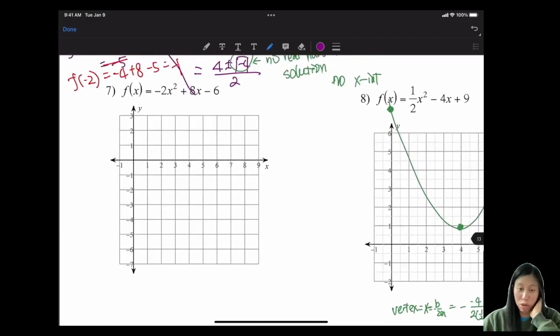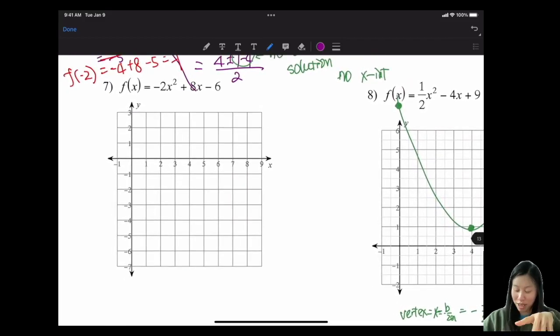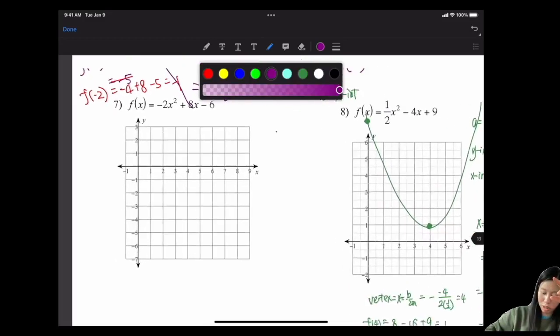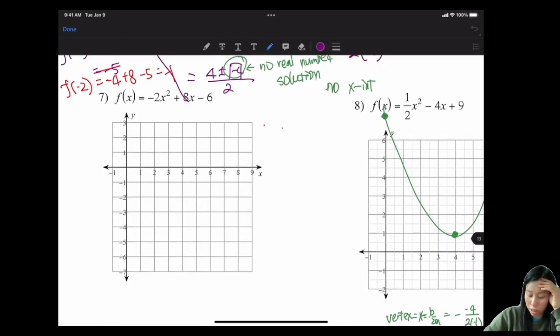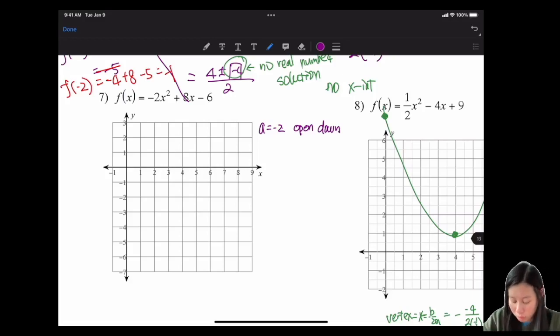Let me do another one. Try to do it by yourself, because maybe you'll do a better job than I do. Okay, I'm going to use a purple one. Okay, so I need to find a, which equals negative 2, open up, no, open down, because it's a negative number. And then we find the y-intercept, 0 and negative 6. For the x-intercept, negative 2x squared plus 8x minus 6 equals 0.